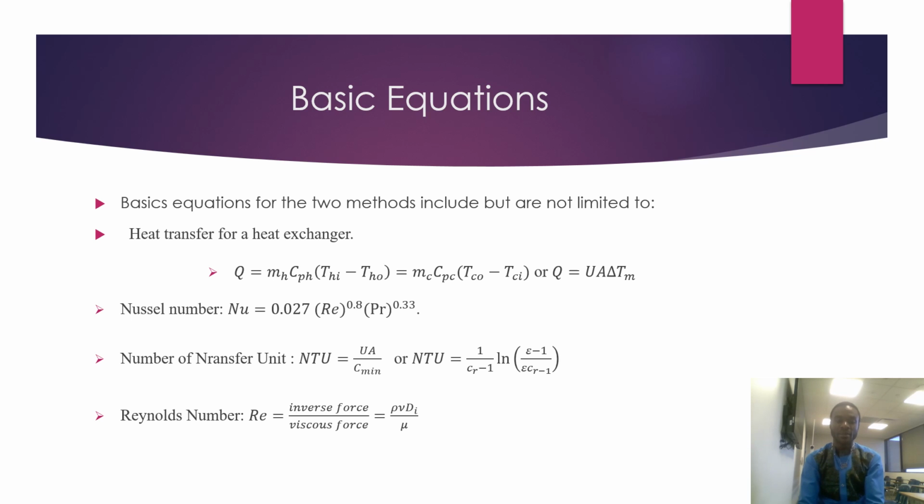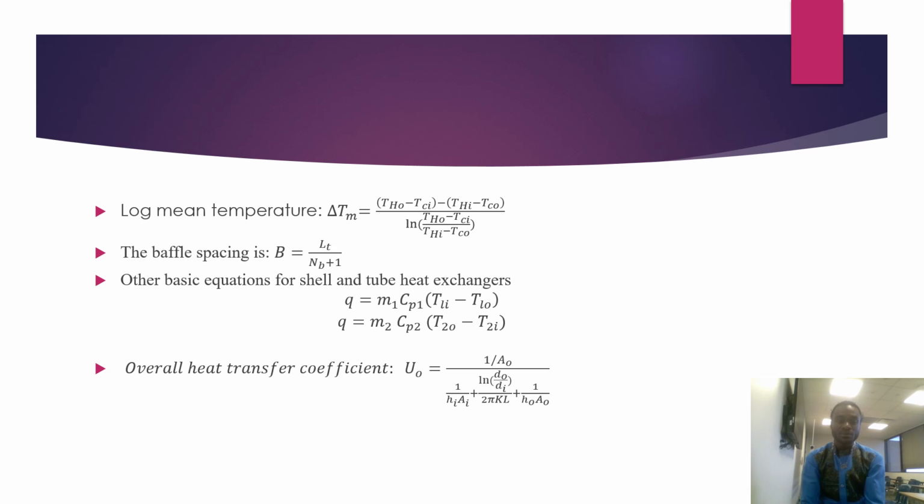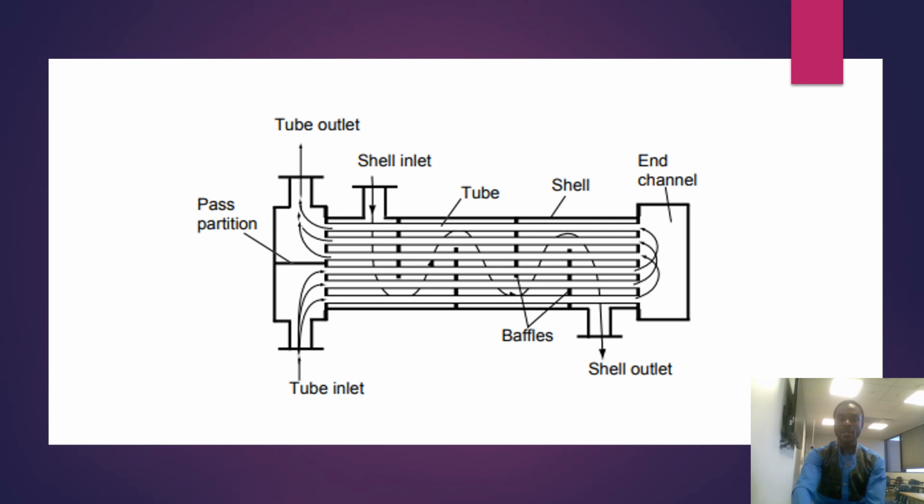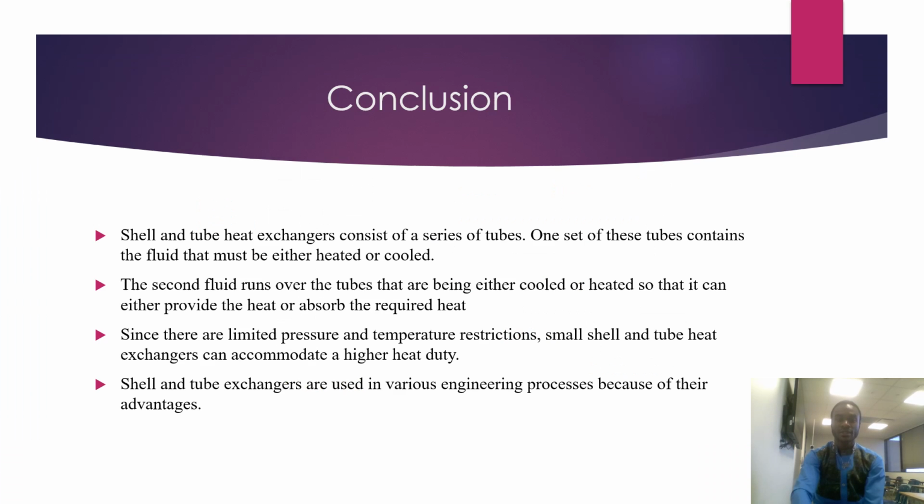Here we have some basic equations. We have the equation for heat transfer. For heat transfer, we have the Nusselt number. We have the formula for the number of transfer units. We have the formula for the Reynolds number. We also have the formula for the log mean temperature we already talked about, the baffle spacing, and so many other equations. Here is a picture of shell and tube heat exchangers.